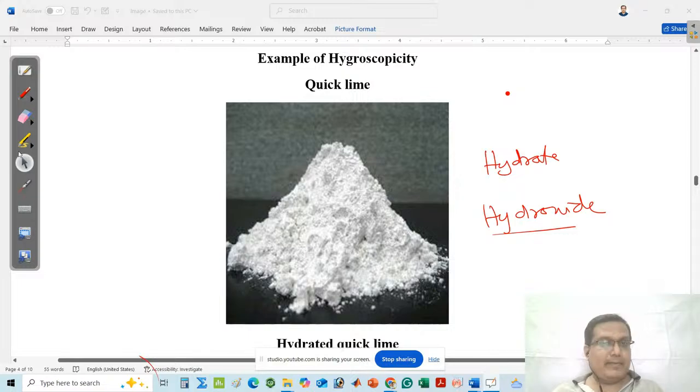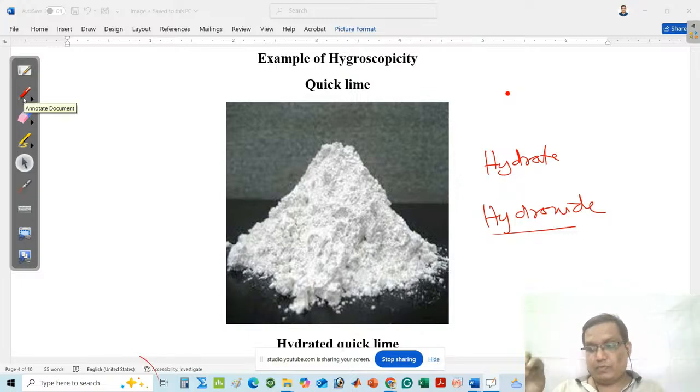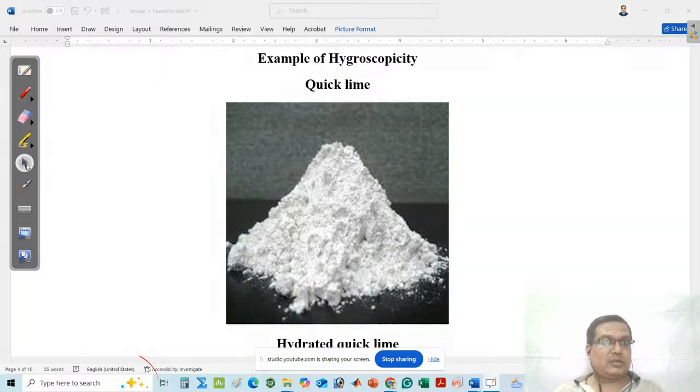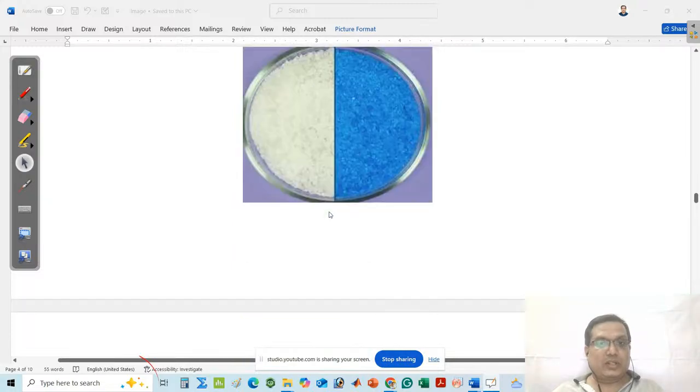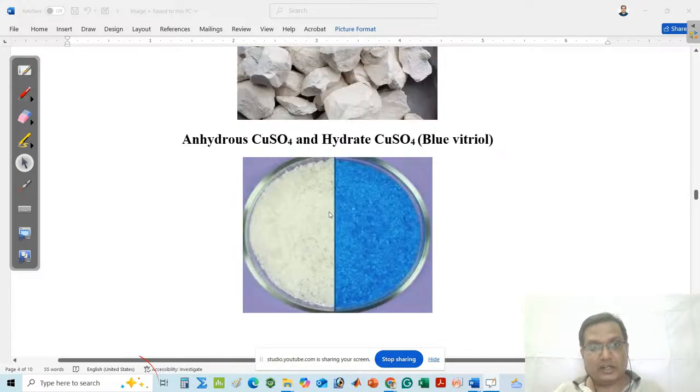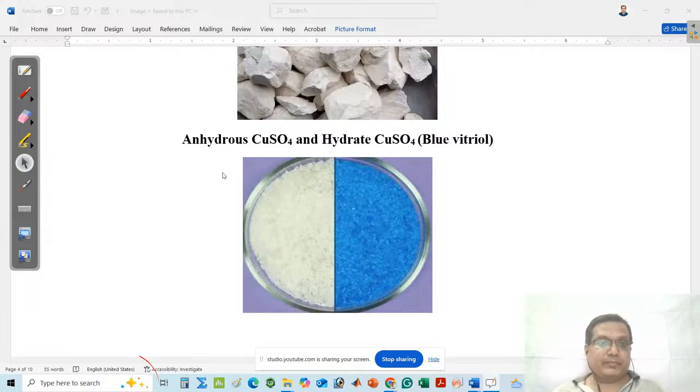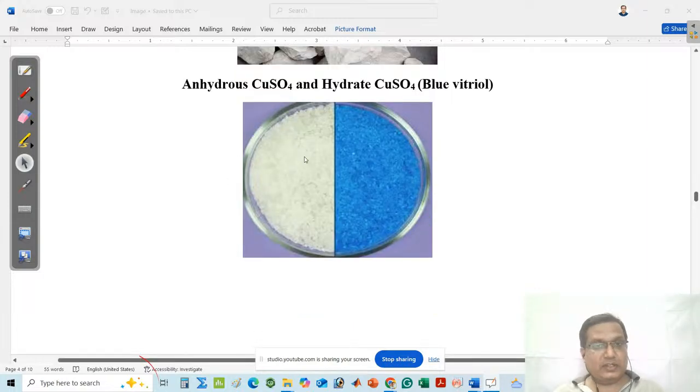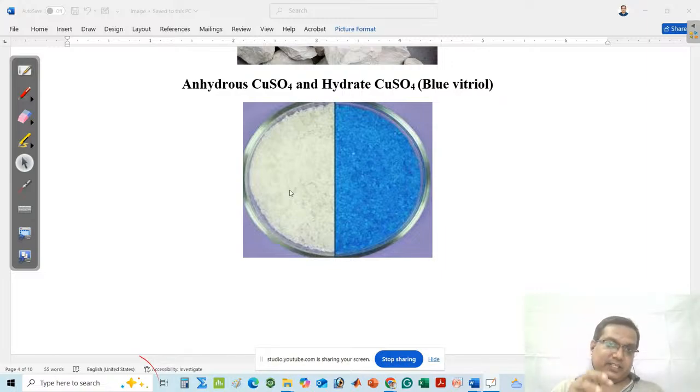Such a substance is said to be a hygroscopic substance, and the property shown by the substance is said to be hygroscopicity. Similarly, you can think about other substances. You can think about copper sulfate, that is your blue vitriol, anhydrous copper sulfate. Here you can say that copper sulfate shows the hygroscopic property, and copper sulfate is said to be a hygroscopic compound.